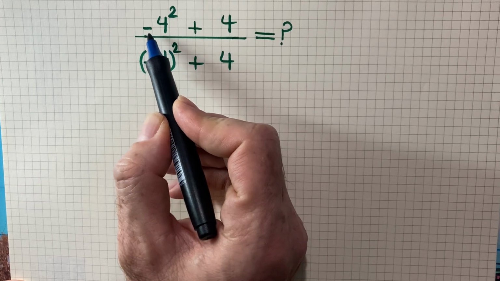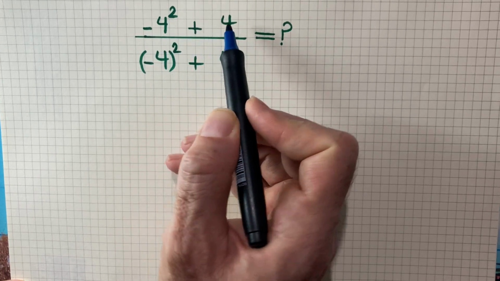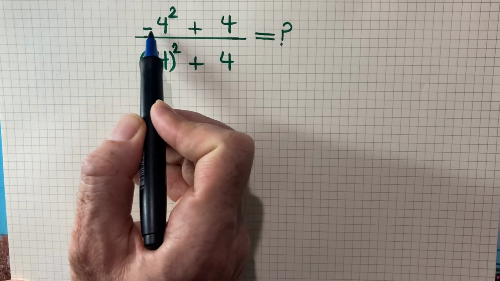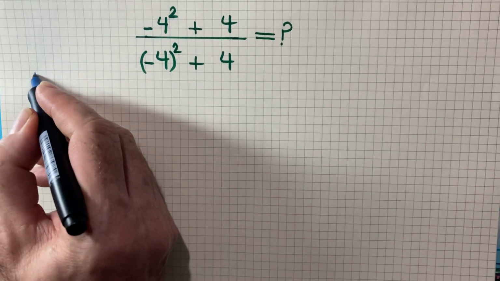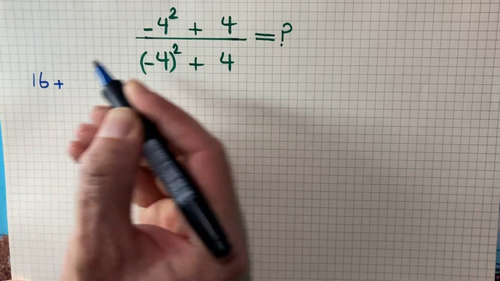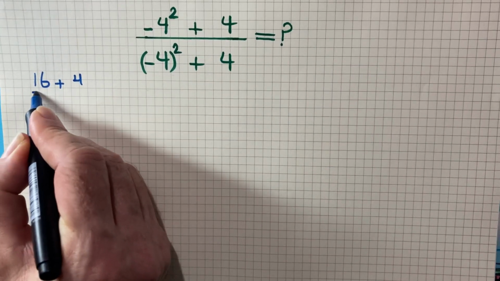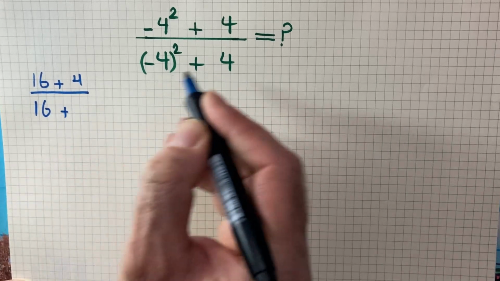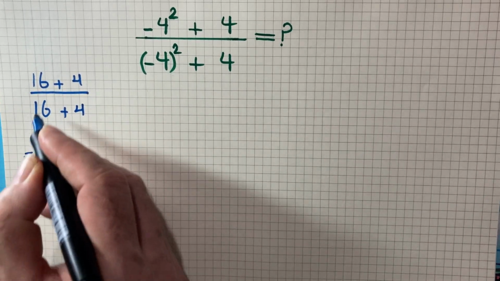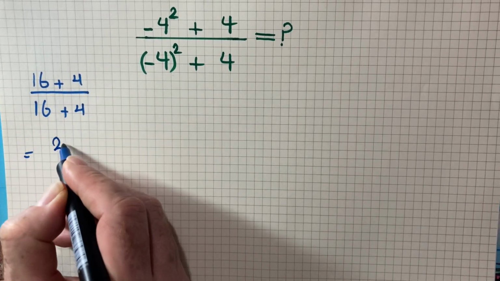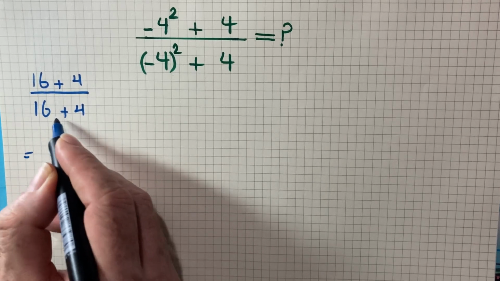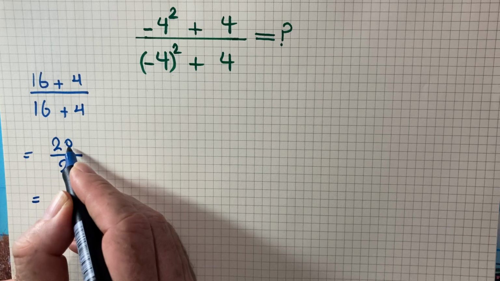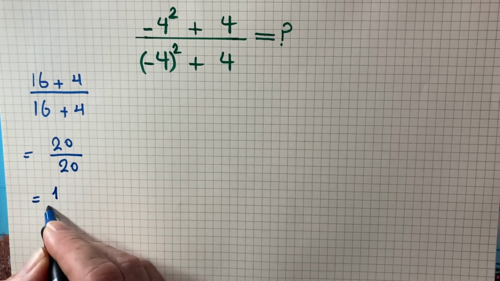We are going to find the value of (-4)² + 4 over -4² + 4. Alright, first, (-4)² is going to be 16. I write it here, plus 4. Over, -4² is going to be 16, plus this 4. On top we have 16 + 4, which means 20, over bottom 16 + 4, which means 20. And all you know, any number divided by itself is going to be 1.